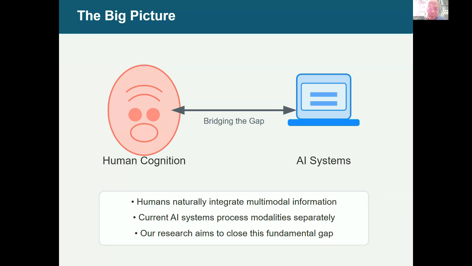Current AI systems, especially multimodal image language models or multimodal LLMs, have made impressive progress in handling both images and text, but there's still a significant gap between how these systems process information and how our human brains do it. Our research focuses on closing this gap by learning from human cognition.